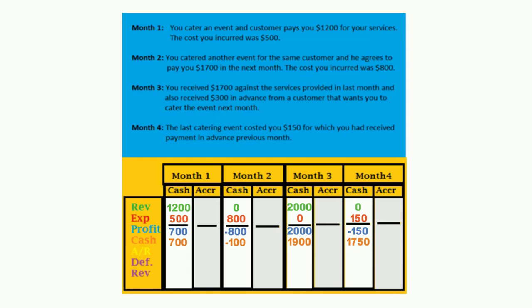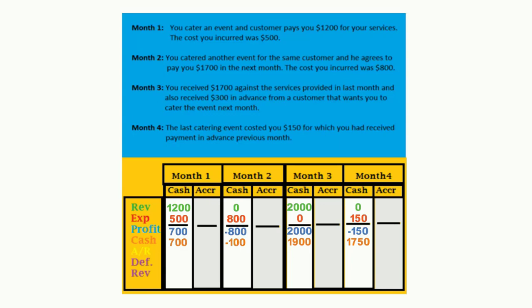So this is a cash basis. This is how a lot of businesses run it. But as you can see, there's a problem here. It looks like our profit is jumping all over the place. Sometimes we're profitable, sometimes we're not. Even though our business is a little bit steadier than that would seem to imply.